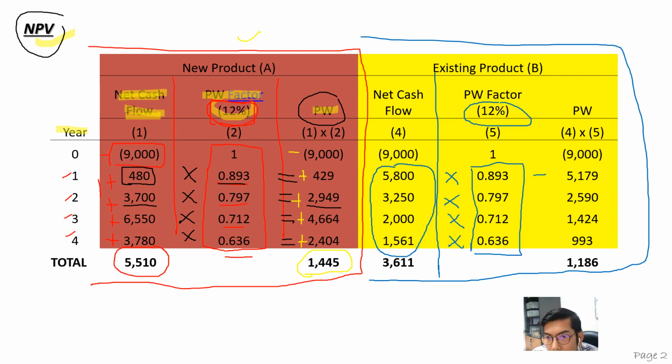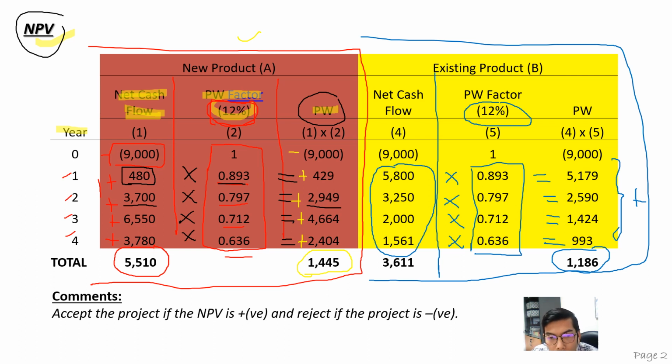Okay, you will get the present value. After you get the present value, you total up, kan, jumlahkan. So then you get 1168 for existing product. So based on NPV, you're going to accept the project if the NPV is positive.